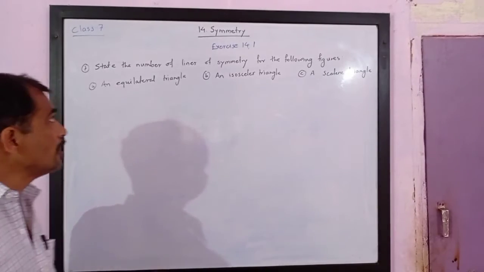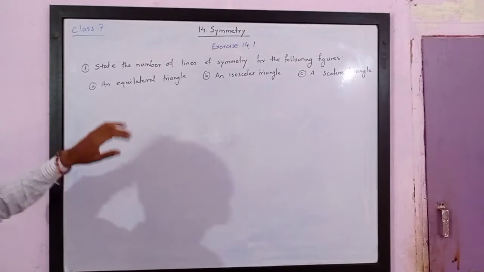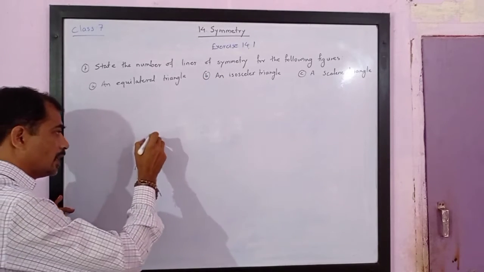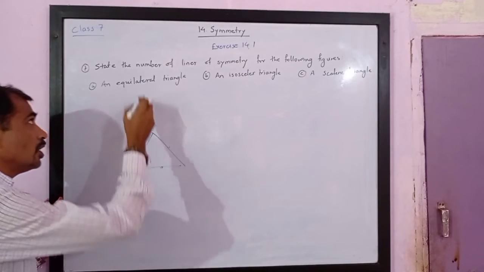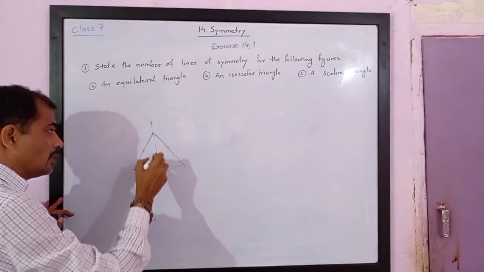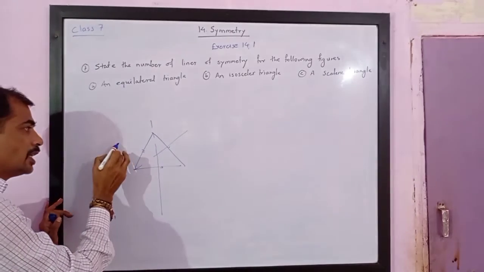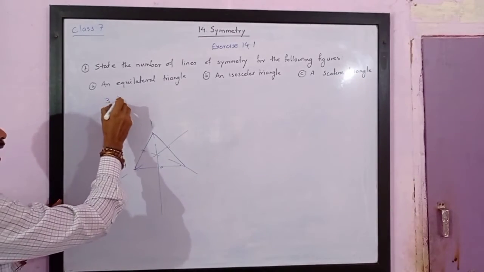Dear friends, we have the next question. State the number of lines of symmetry for the following figures. First is equilateral triangle. Now try to understand. If equilateral triangle is there, it has all three sides equal. Now if you draw the lines of symmetry, we will get one line, then second line. Because it is equilateral, we will exactly get two equal parts. So equilateral triangles have three lines of symmetry.